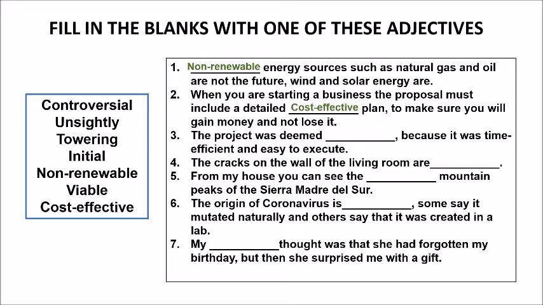Number 3, the project was deemed viable because it was time efficient and easy to execute, or doable. Okay, is a synonym. Number 4, the cracks on the wall of the living room are unsightly. Remember, that means ugly, they're not nice to look at. Number 5, from my house you can see the towering mountain peaks of Sierra Madre del Sur. Okay, number 6, the origin of coronavirus is controversial. Some say it mutated naturally and others say that it was created in a lab. And lastly, number 7, my initial thought was that she had forgotten my birthday, but then she surprised me with a gift.